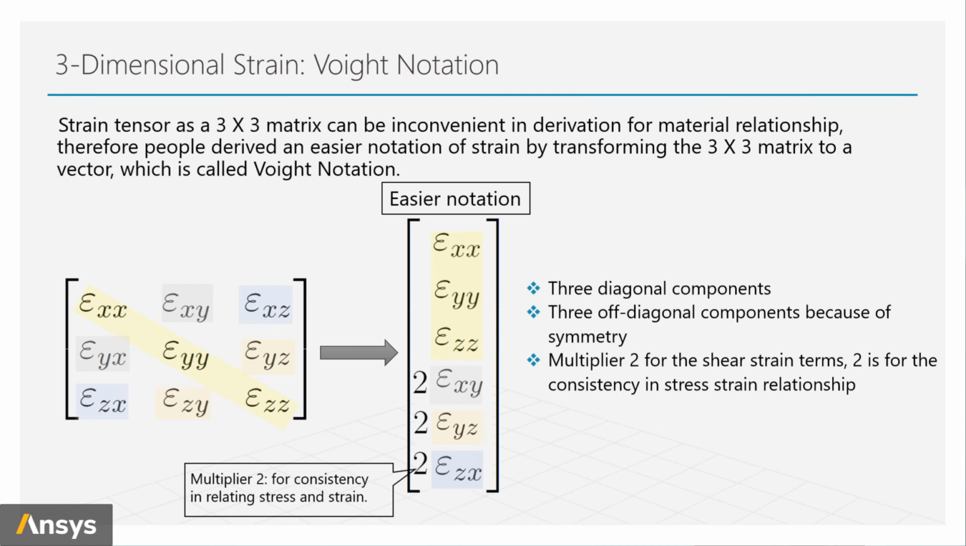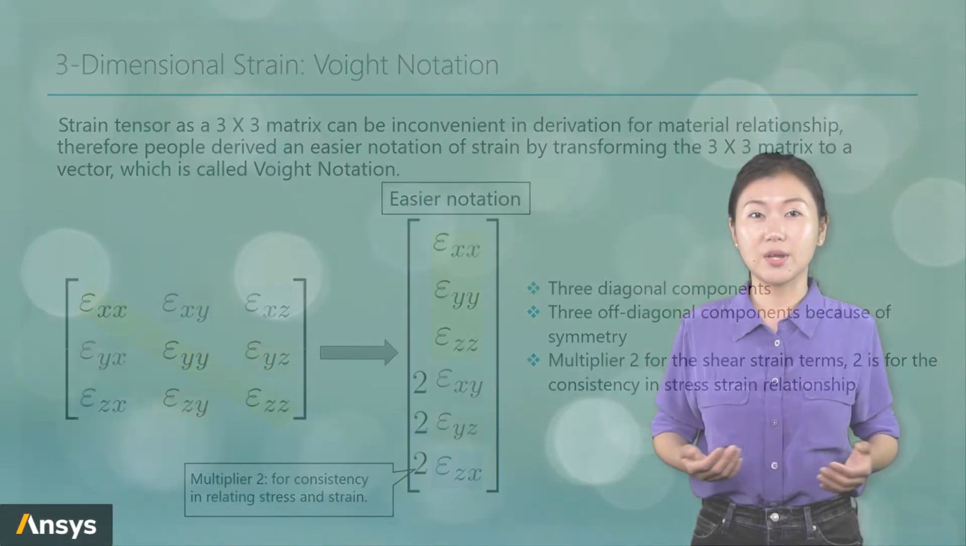In some places, shear strain with multiplier 2 is directly called engineering shear strain. So just keep in mind that in many formulations, the strain you see will be in this vector format instead of the 3x3 tensor.